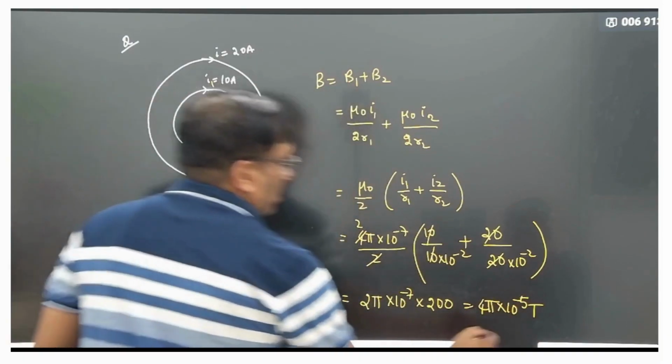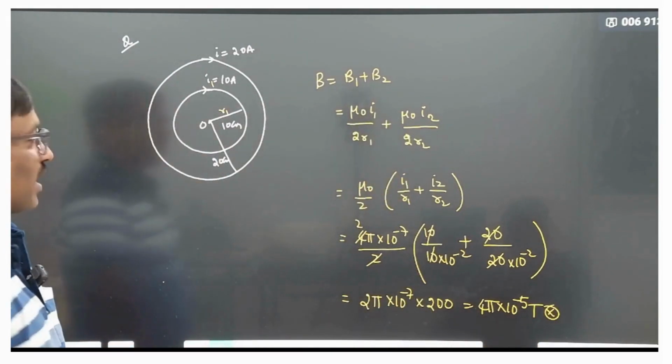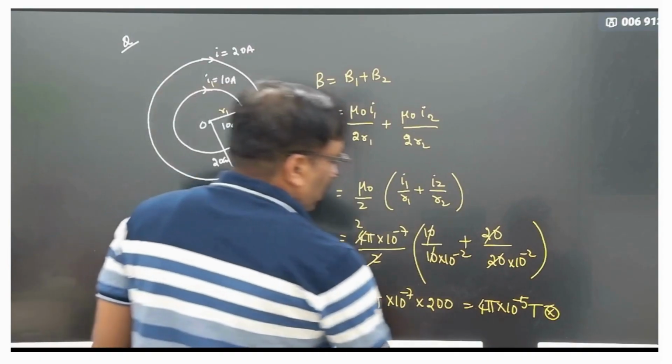In which direction is it? It is inward onto this. Clear? In this way you can calculate the magnetic field due to circular coils.